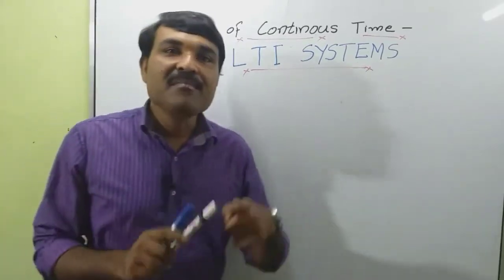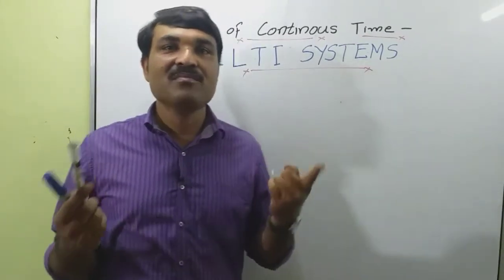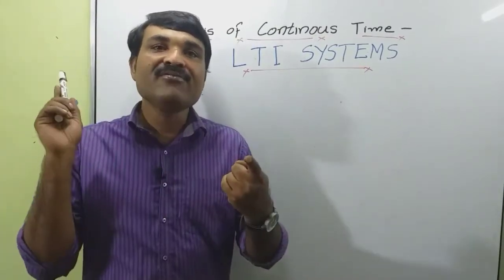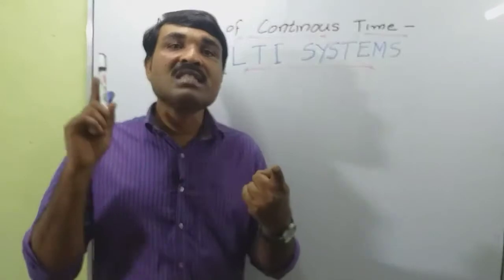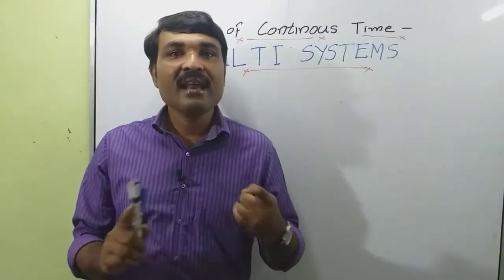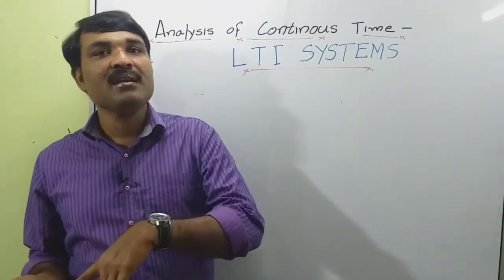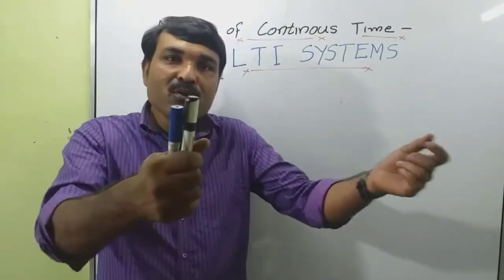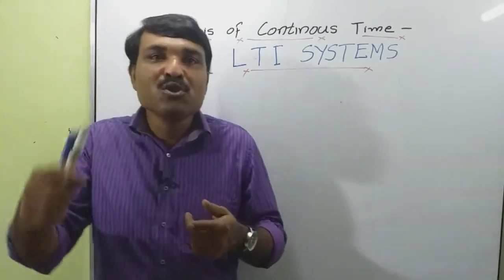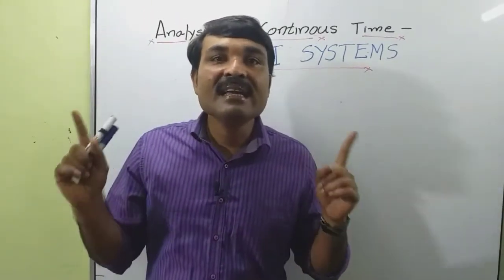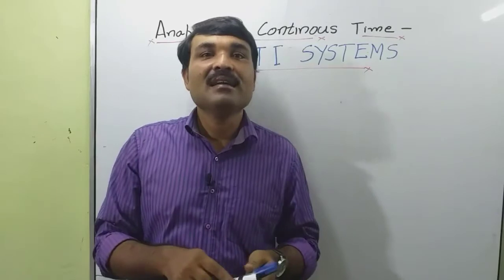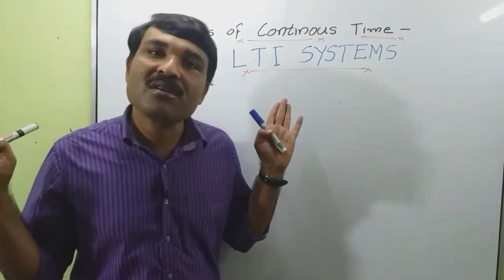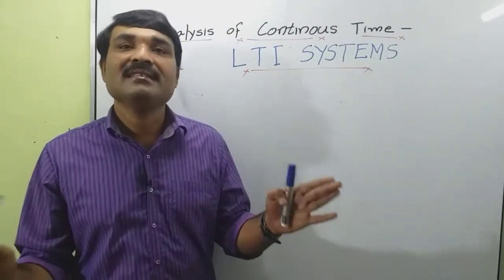A continuous time, linear time invariant system means any system which can be represented by a linear differential equation with constant coefficients. And a linear system is said to be stable if, when we give an input, we get an output, and when I remove the input, the output tends to 0. That means without an input, we should not get any output. That's the property of a linear time invariant system.